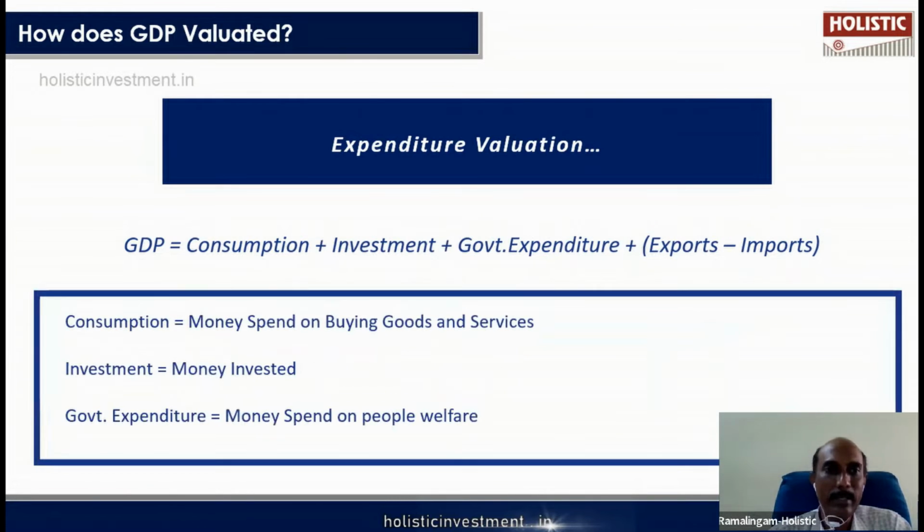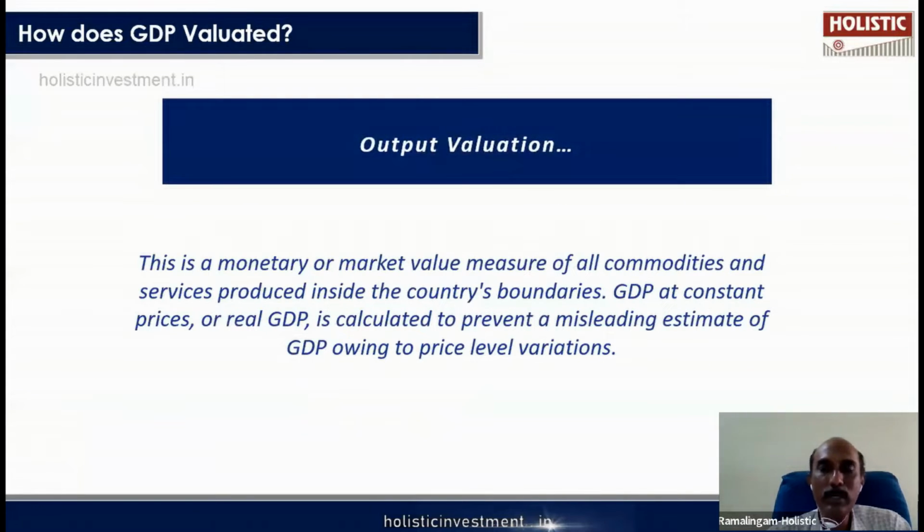Let us see them in detail. Consumption is money spent on buying goods and services by individuals. Then investment, money invested in total. Then government expenditure, where the government spends money for the welfare of people. You have to add exports and subtract imports. When you do that, you will get GDP by the expenditure valuation method.